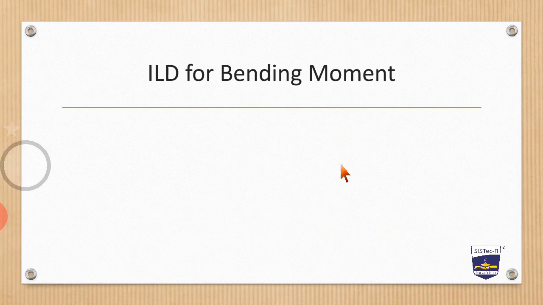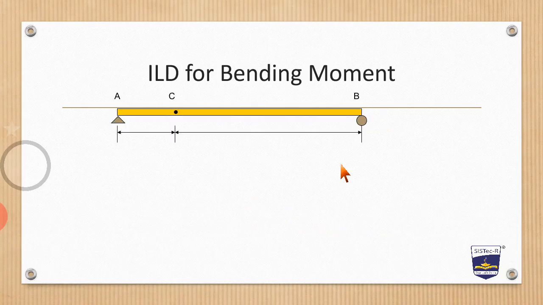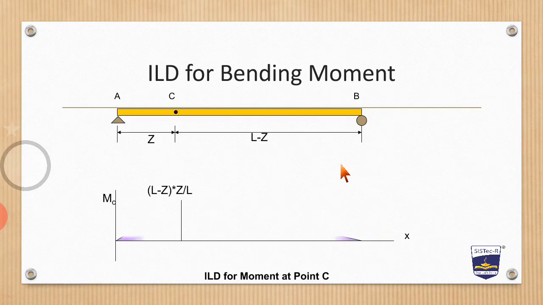Similarly for the ILD for bending moment, we have seen how the ILD for bending moment is drawn. This value is given by (L minus Z) into Z upon L. Let me revise once again. This ILD of bending moment is giving us the idea about how the bending moment will change at point C if the load is moving from A to B.